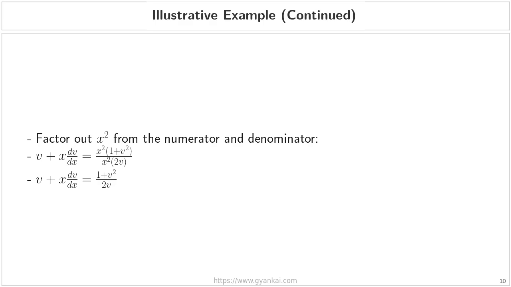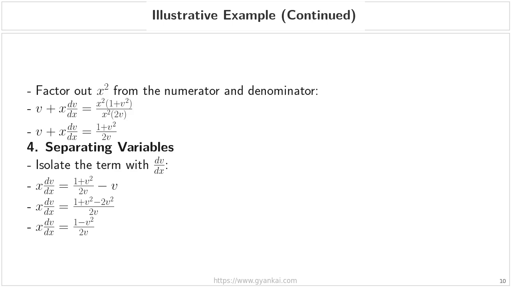v plus x dv by dx equals 1 plus v squared, all over 2v. Notice how the x terms have vanished from the right-hand side. This is exactly what we hoped for when we identified this as a homogeneous equation back in step 1. Now that we've simplified the expression, we move into step 4, which is separating the variables.